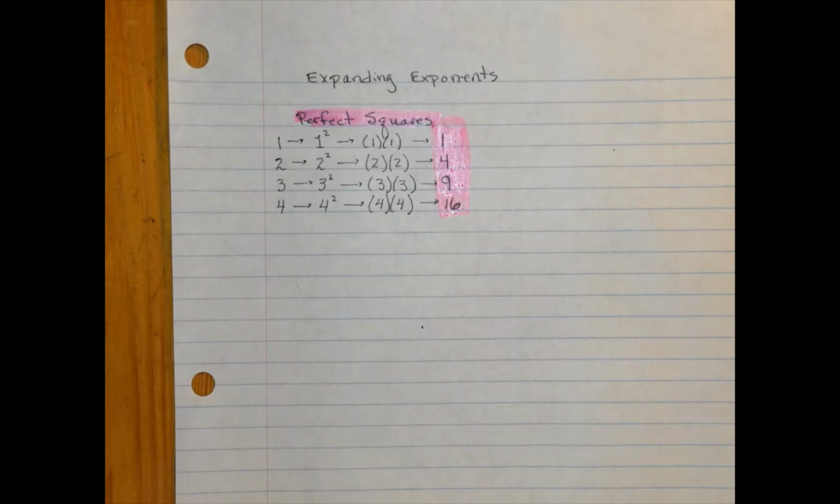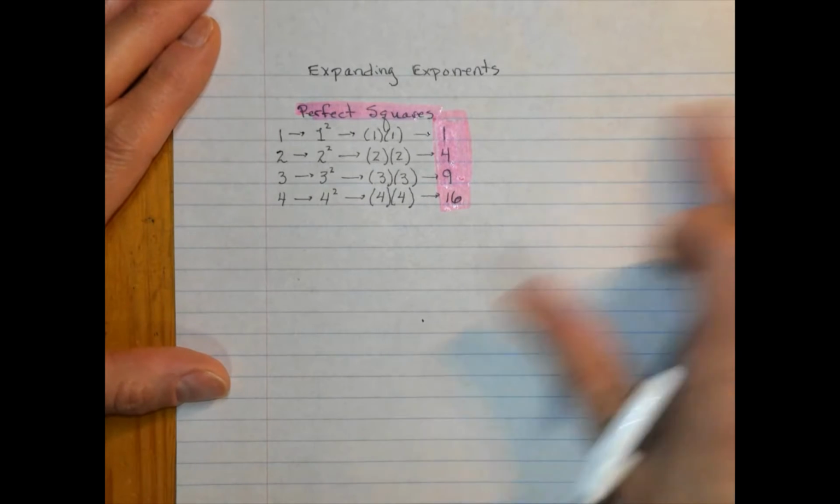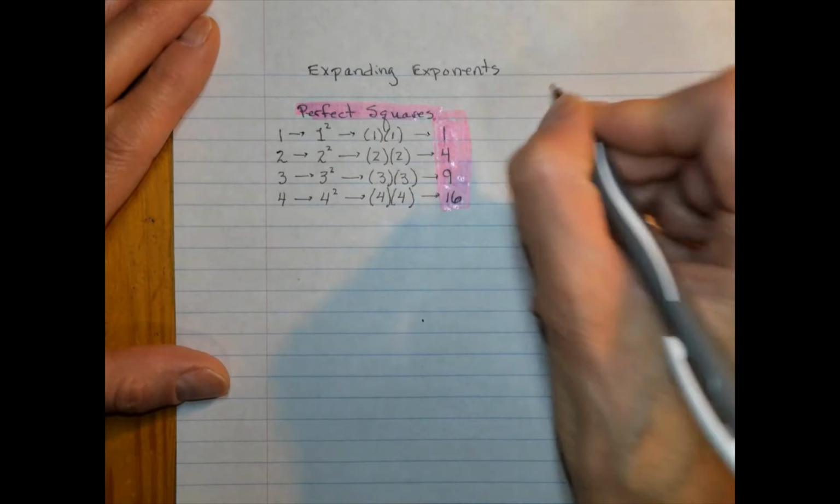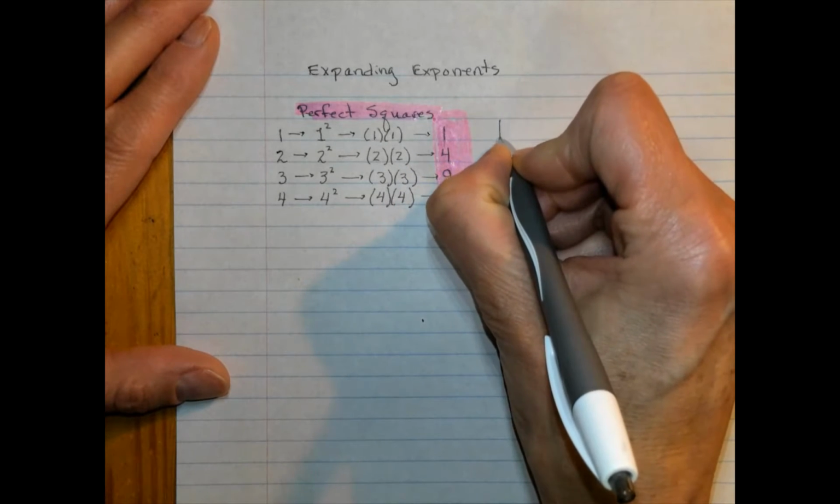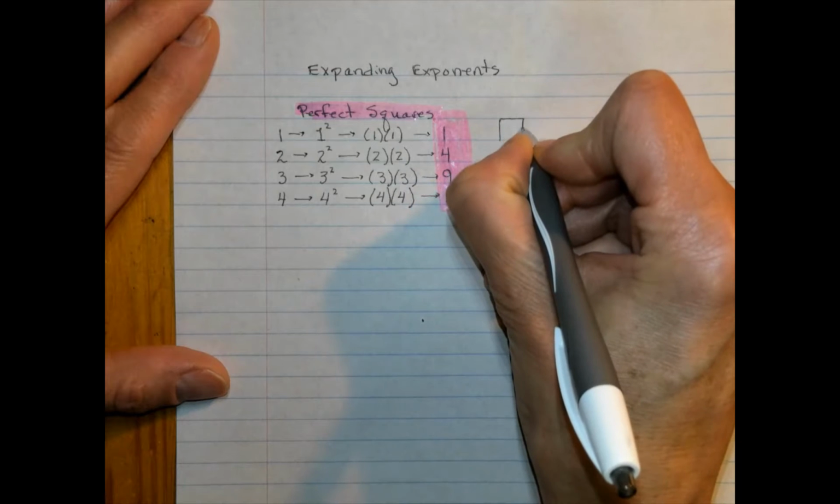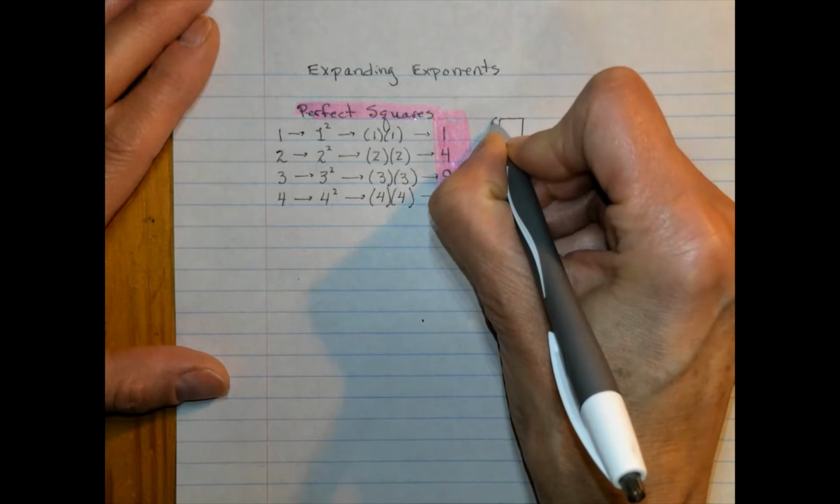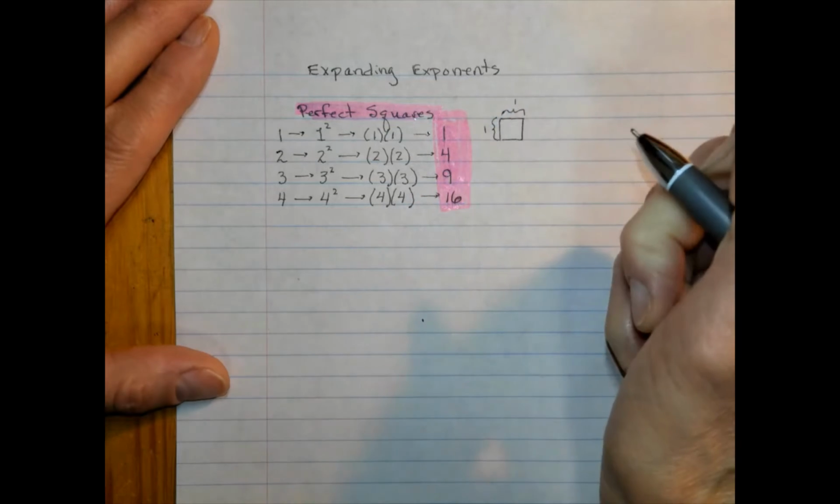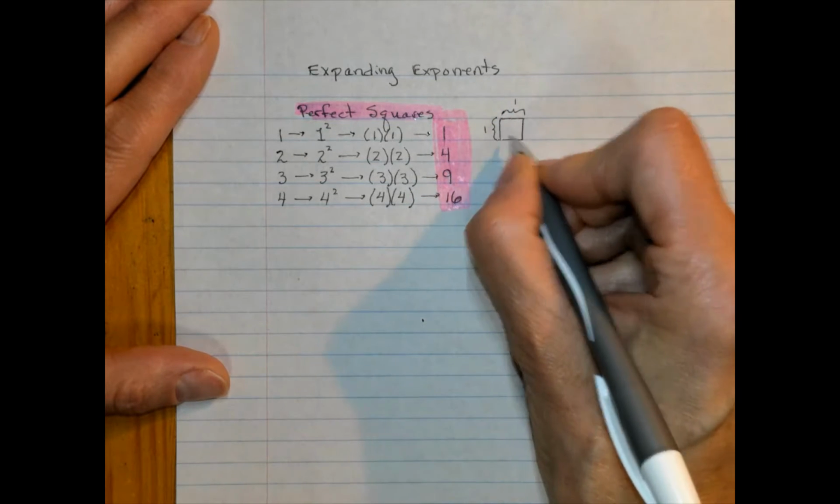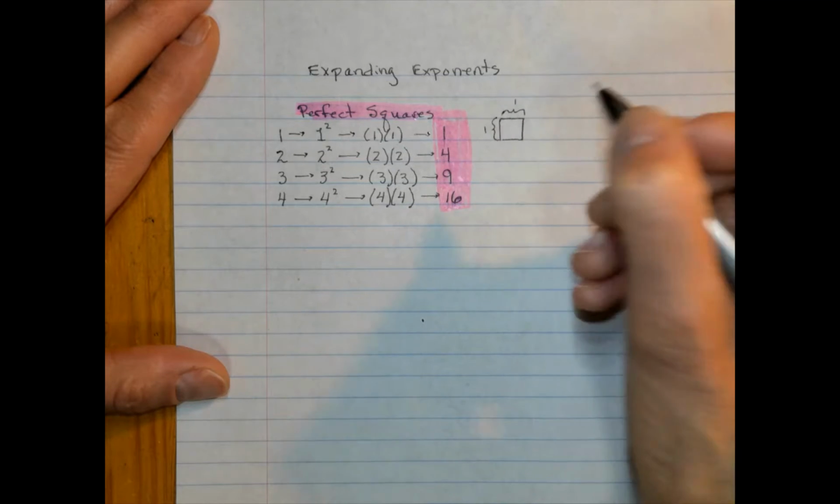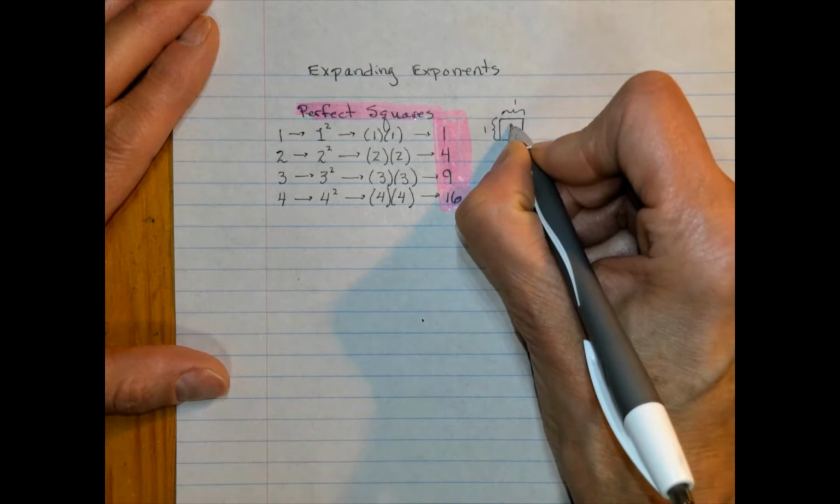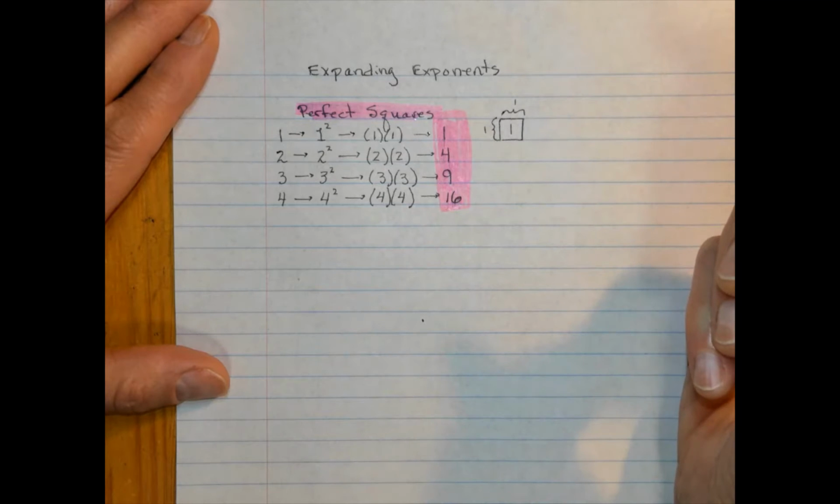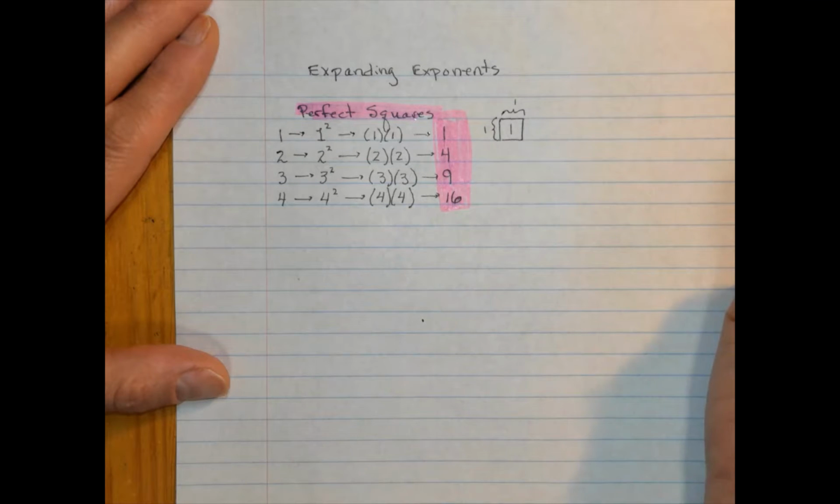Okay, those are my perfect squares. So why do we call them squares? And why are they perfect? If I have a square and this side here is 1 and this side here is 1, that gives me a perfect square because all my sides are the same. That area is 1 square unit.